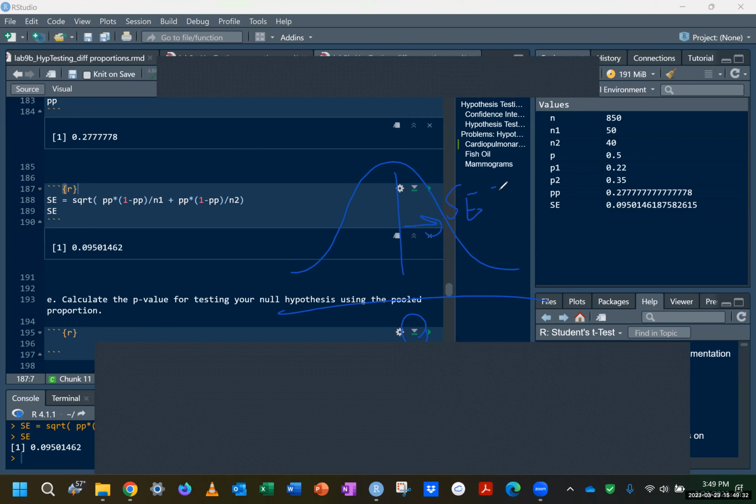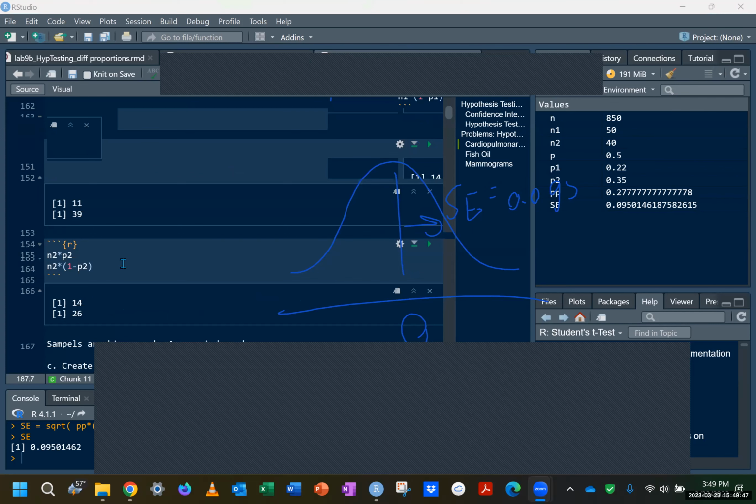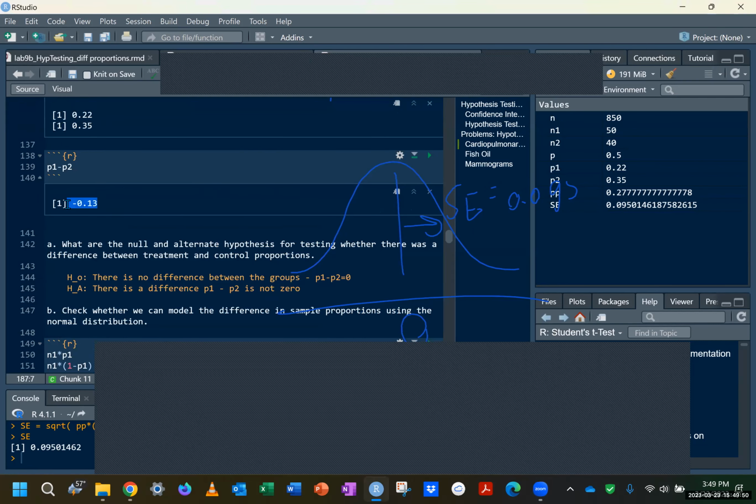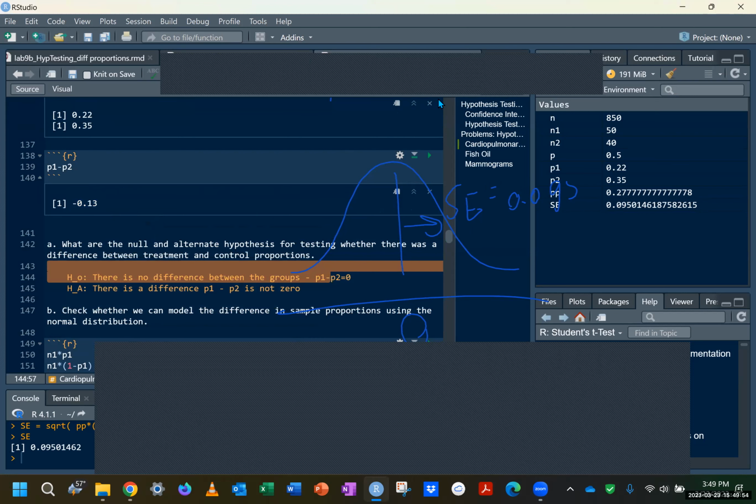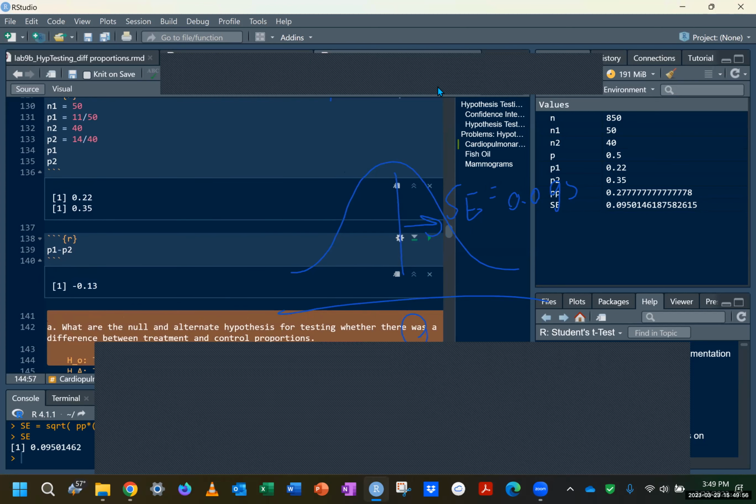SE is 0.095. This number is significant. This tells us how big our spread is. And so when you observe something, what was the difference we observed? The difference we observed up here was 13%. Oh, gotta get a better pen. We observed negative 0.13. That was the value we observed as a difference.